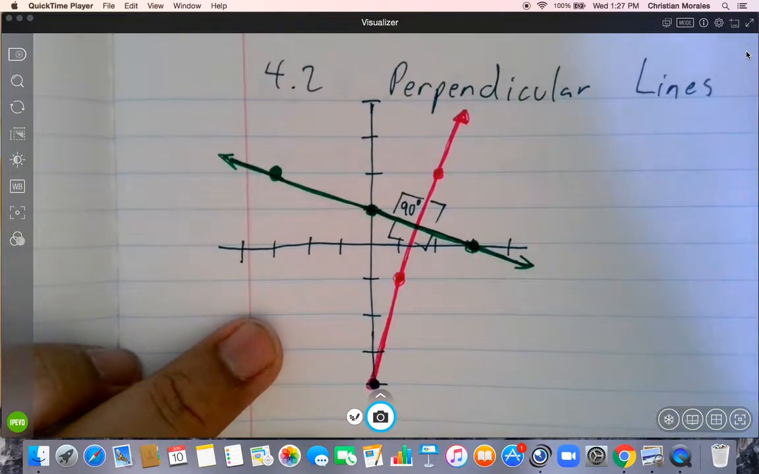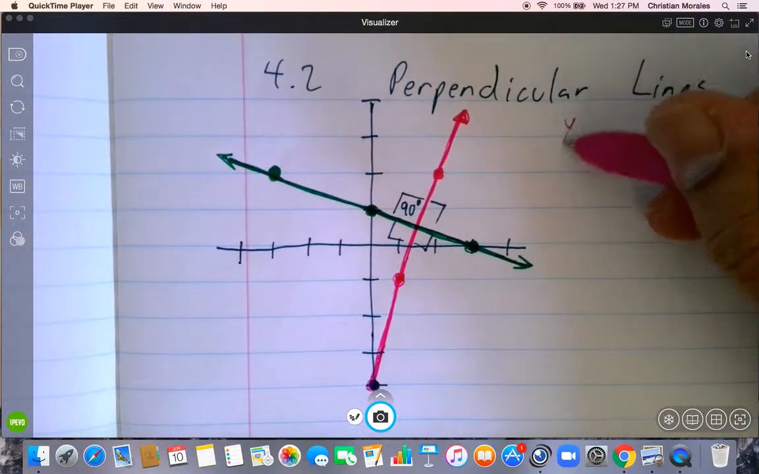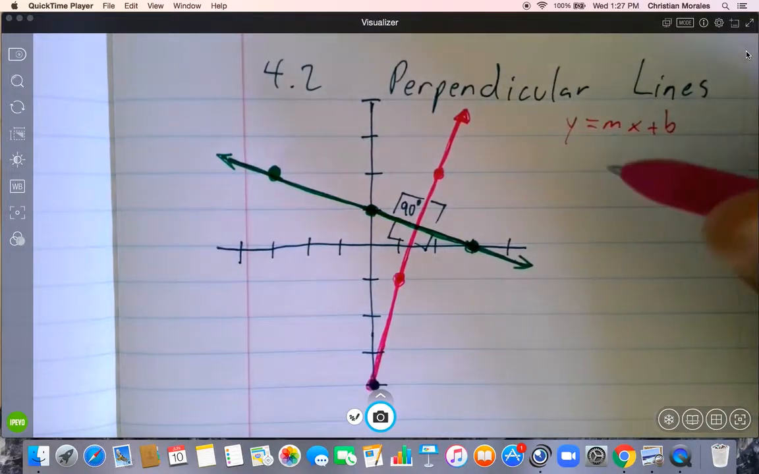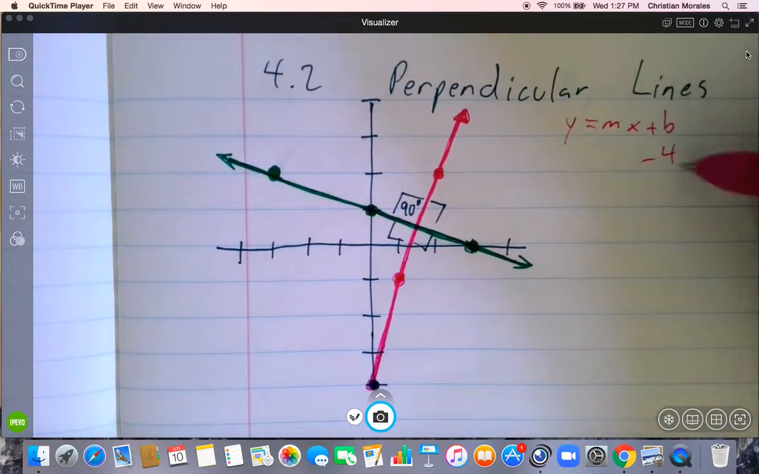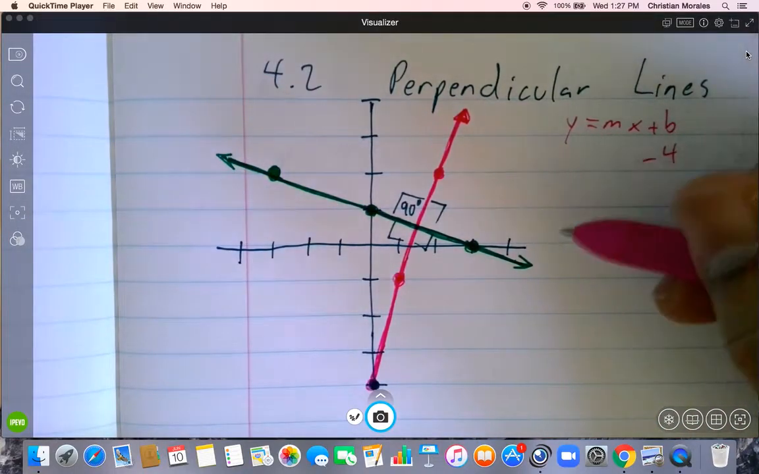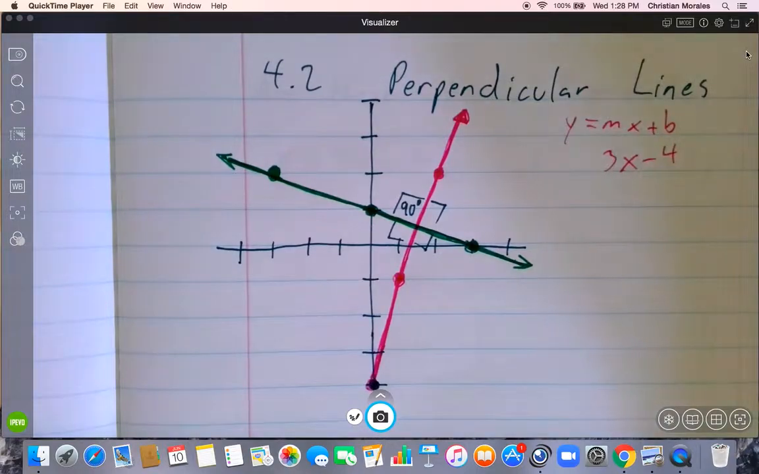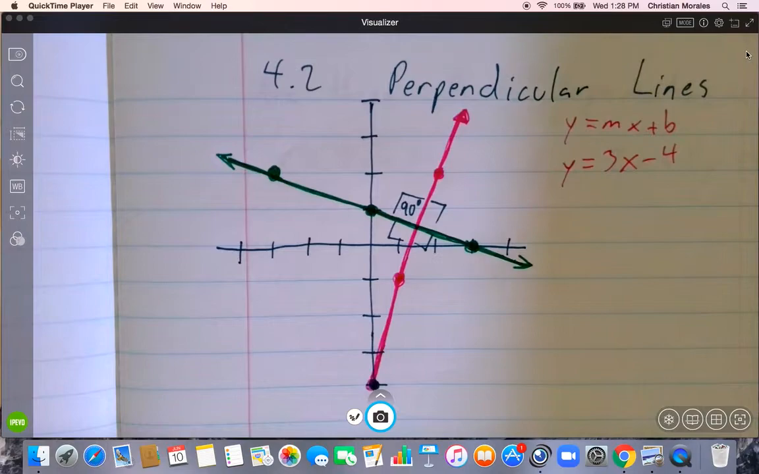Now, when you look at the equations, I'm going to use the same equation, y = mx + b. There's the equation we want to go to for graphing. 1, 2, 3, 4. My intercept is -4. My slope is 1, 2, 3 over 1. So 3 over 1, you can just write like this, 3x. 3 over 1 is just 3. So there is the first equation.